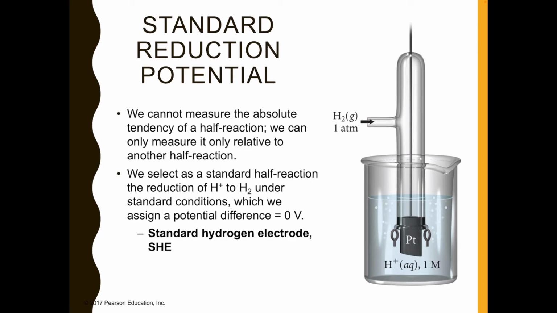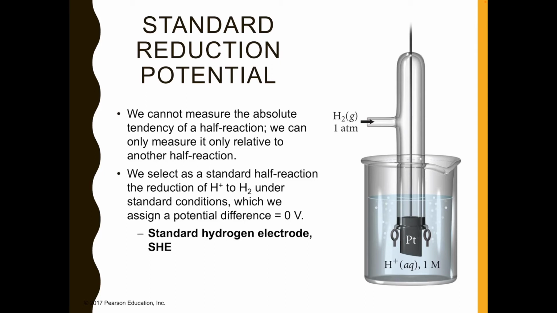So we can't measure the absolute tendency of a half reaction. We can't measure the value of the oxidation or the value of the reduction, but we can measure it relative to a different half reaction. So what we do is we take hydrogen and we use that as our standard reduction potential, okay? And we're looking at the reduction of H plus to H2. So hydrogen is going to gain an electron. It's going to go from a 1 plus to a 0, so it's being reduced under standard conditions. And we're going to say that that has a potential difference of 0 volts. Okay, and so we can look at everything else compared to this hydrogen and assign reduction potentials to it.